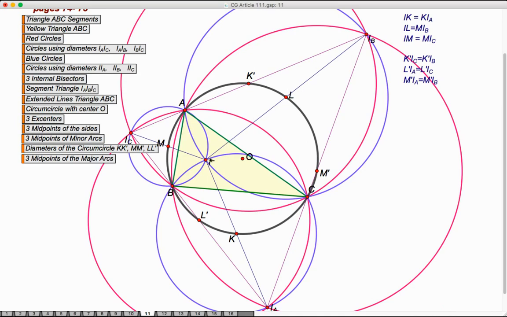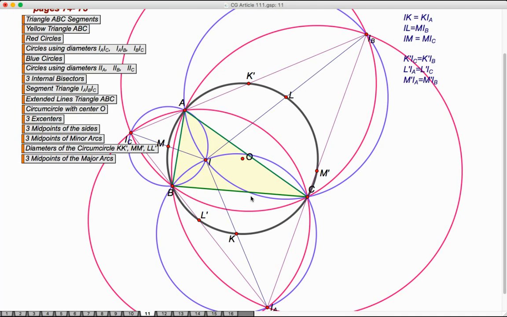So this is my diameter, and that is this blue circle here. The center is L. And the last but not the least for the blue circle is this one. And it again passes through diameter I sub C, and its center is point M, which is on the circumcircle. These 3 points, K, L, and M, are the minor arcs determined by the circumcircle.